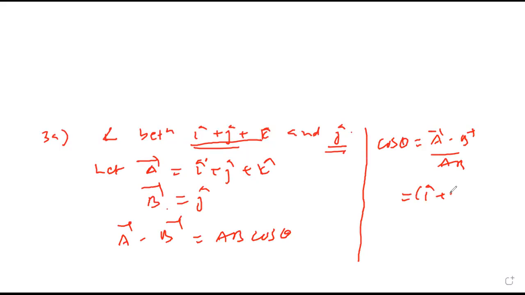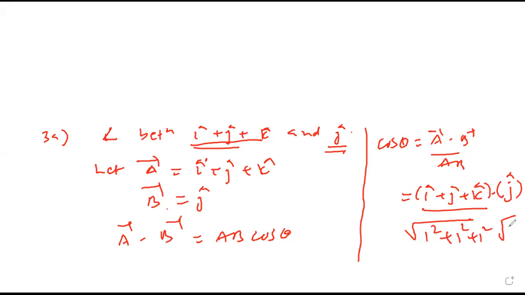cos theta is a bar dot b bar upon ab. The dot product is i cap plus j cap plus k cap dotted with j cap, divided by the magnitudes. The magnitude of a is root of 1 square plus 1 square plus 1 square, and b is 1 square. So it will be 1 upon root 3. Clear?